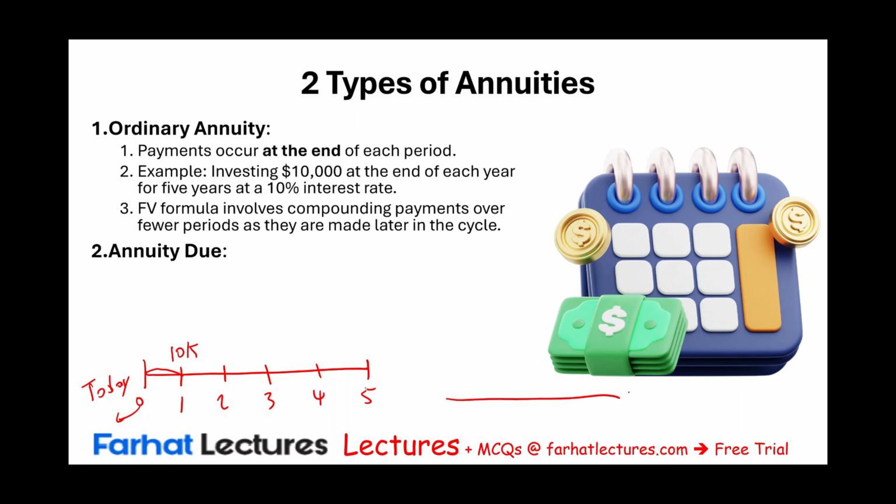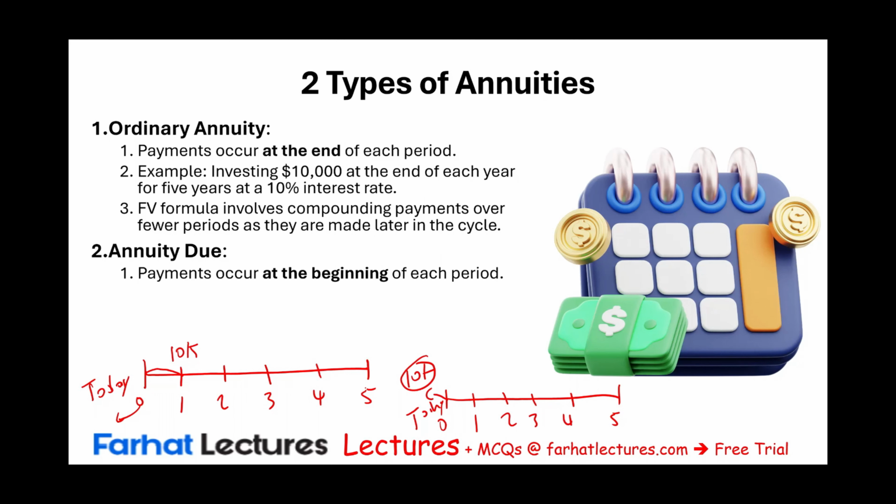On the other hand, we have annuity dues. If we look at the same example, 0, 1, 2, 3, 4, and 5. An annuity due is when you make the first $10,000 payment today. So you make the first investment today. This is called an annuity due. Payment occurs at the beginning of each period.